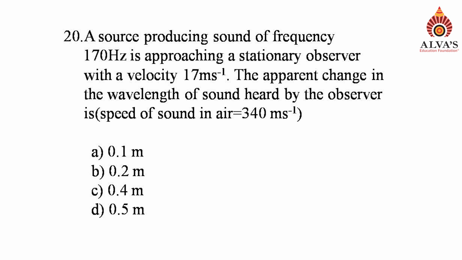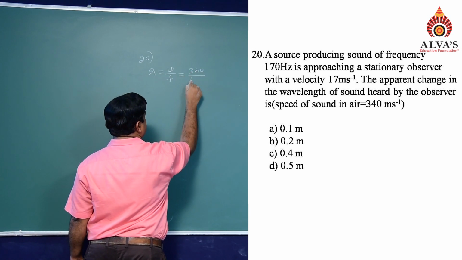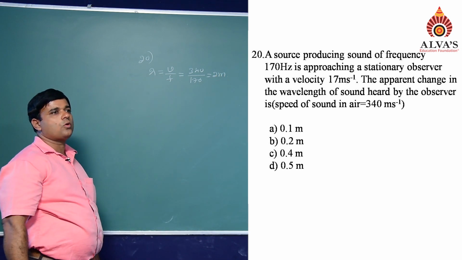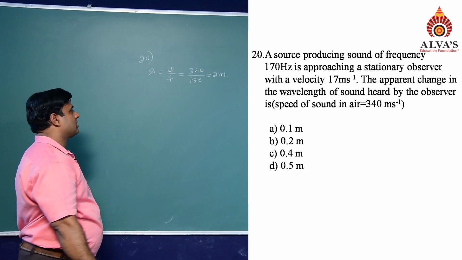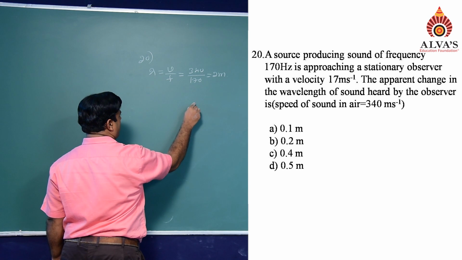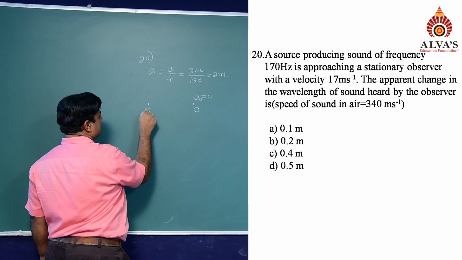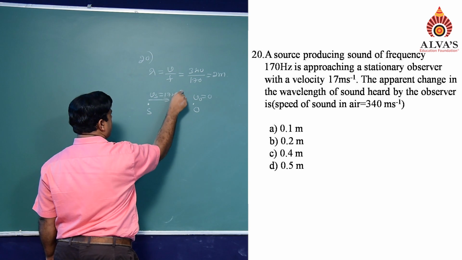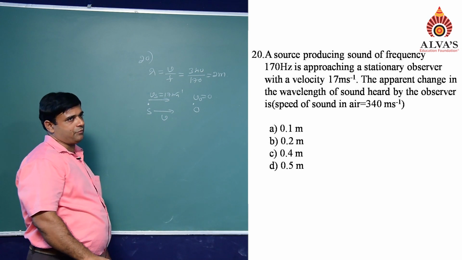V equal to f lambda. Therefore, lambda is V by f. Velocity equal to 340, frequency 170. So, initial wavelength equal to 2 meter. Whenever source is approaching the stationary observer, so there is observer who is at rest. Source is approaching the observer, speed is 17 meter per second. Sound should move towards the observer.